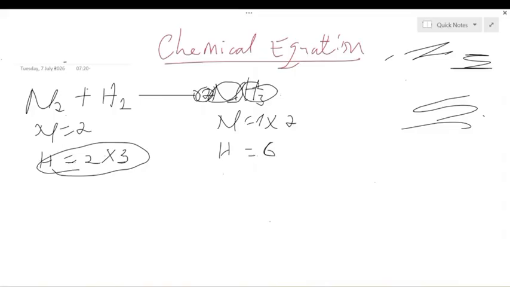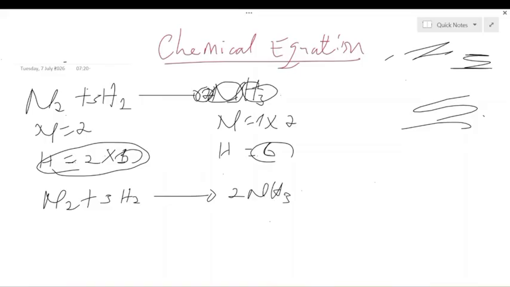Hydrogen here is 2 times 3 is 6, and 6 is okay. So we are going to add this 3 we have multiplied with in front of what we're balancing, which is hydrogen. Our final equation now is going to be nitrogen plus 3 hydrogen to give us 2 ammonia. That's how we can balance chemical equations.